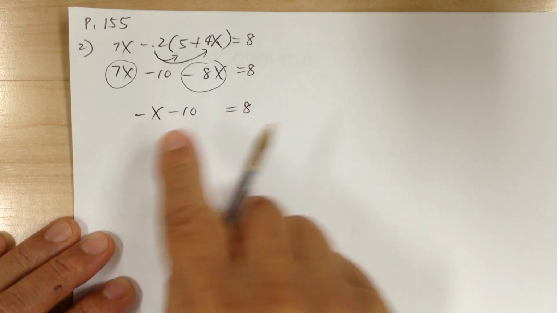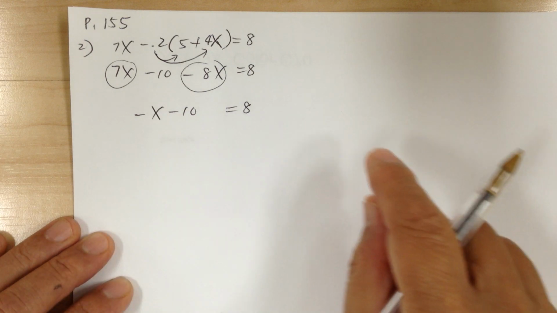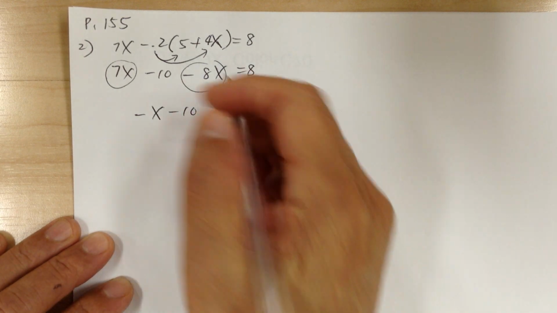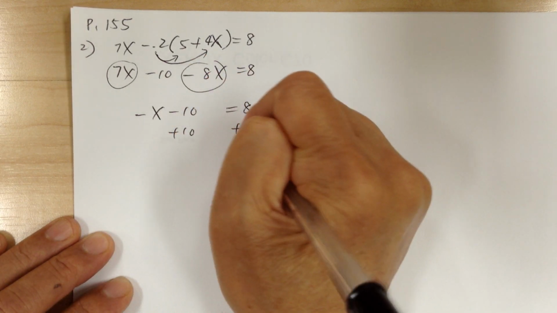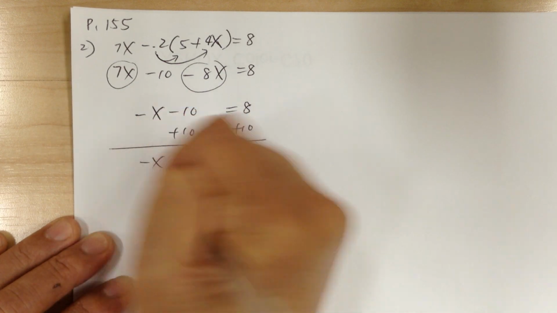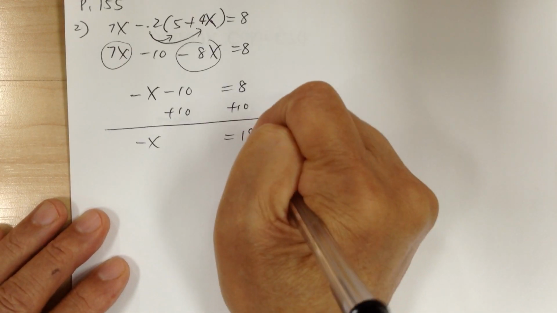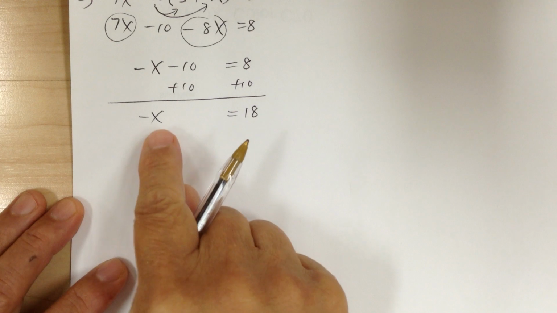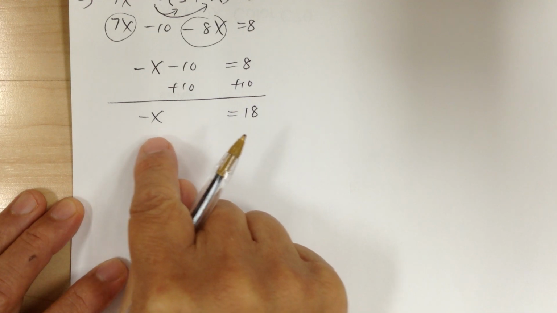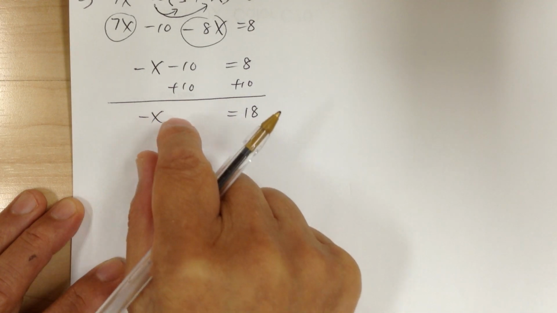Now you need to have the variable on one side and the number on the other side. So you need to move the number to the other side, so plus 10 on both sides. So you got negative x is equal to 18. Now, to solve the equation, you cannot have a negative in front. You need to have x by itself.